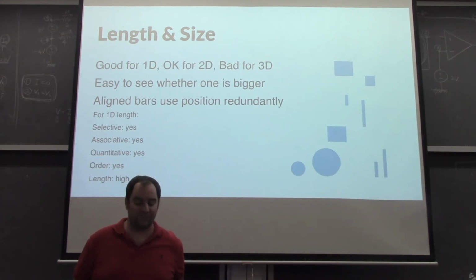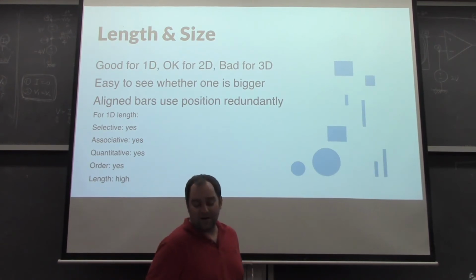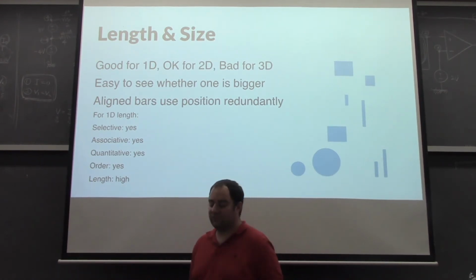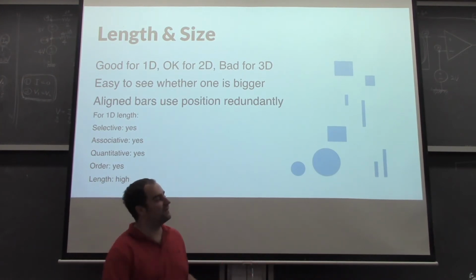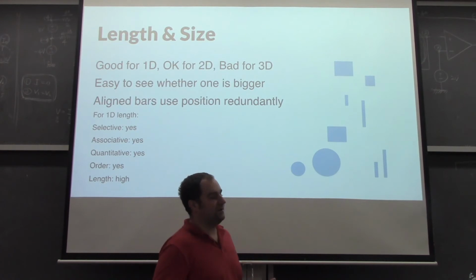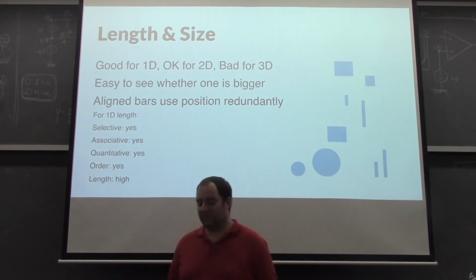So length and size of items, such as the size of a rectangle, the size of a bubble, the length of a bar, are good for 1D, okay for 2D, so rectangles, for example, are harder to perceive than the length of a bar, and they're bad for 3D. The volume, we're really bad at judging volumes.